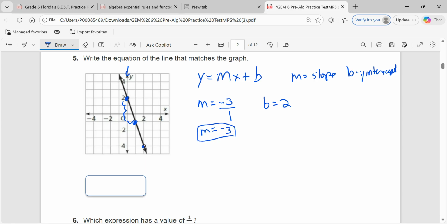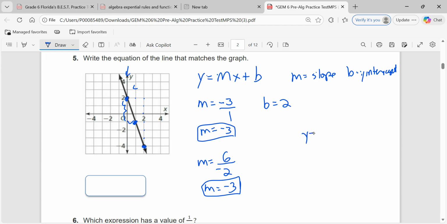If you went all the way down to the bottom point because you didn't know, then that would be something different. Maybe you went up 1, 2, 3, 4, 5, 6, but then you would go left 1, 2. So then you would have gone positive 6 up and -2, which means your slope would still be -3. So no matter which 2 points you use, you'll always come back to the same slope. So now you know your slope is -3 and your y-intercept is 2.